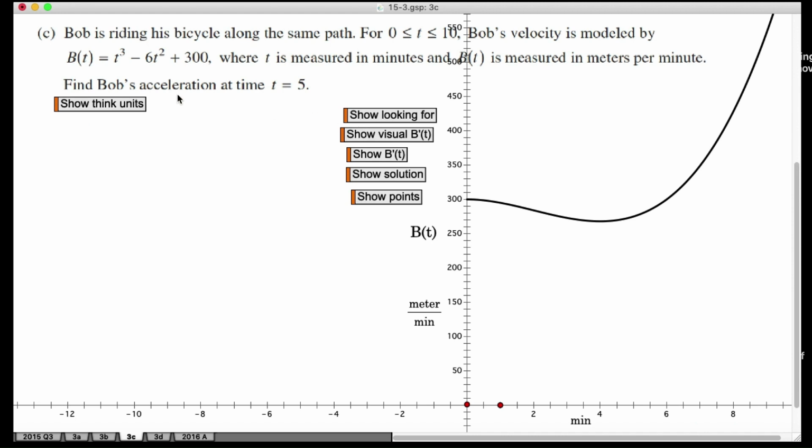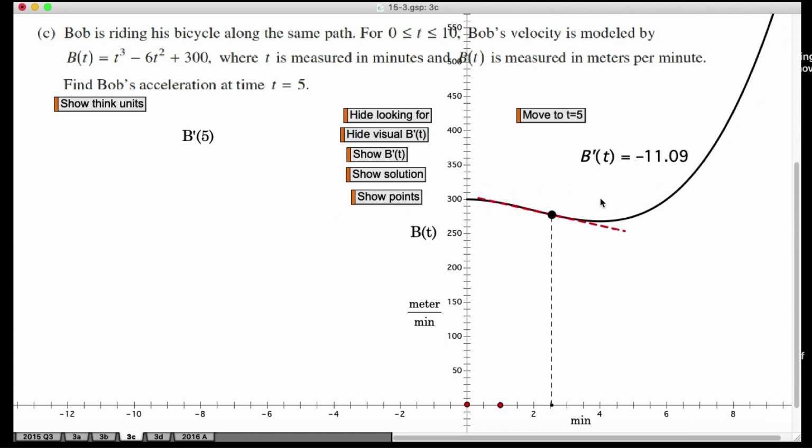Okay, so let's see what we're looking for. In this question, we're looking for Bob's acceleration. If this is his velocity, acceleration is the derivative of this function, and we want it at time t equals 5. So we're looking for b prime of 5. Let's get a little visual. This is not a calculator question, so you wouldn't be able to draw this function, but this gives you a feeling for what's going on.